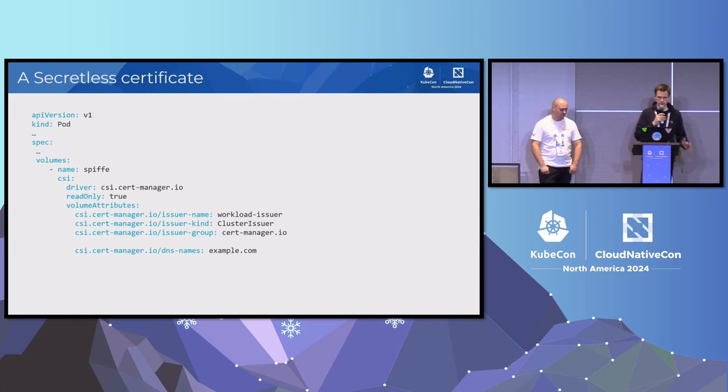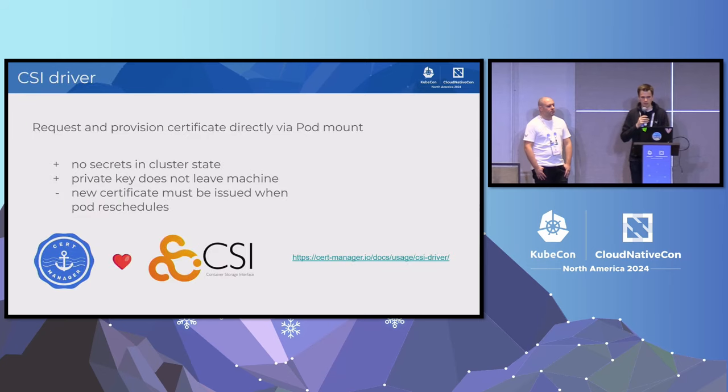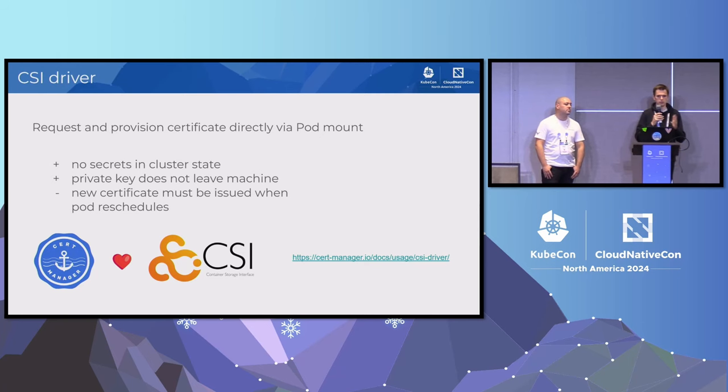If we use this, the CSI driver will directly create the private key and the certificate in the volume, and it will not store that in cluster state. So there will be no secret resource. Instead, it will be on the file system of that container. Even better, it will not even leave the node on which the CSI driver is running. The CSI driver runs on each node, so it will stay on the same node, and it will also stay in memory. The CSI driver solution that we developed is purely based on memory mounts, and it doesn't store anything on disk. So that's a great solution, sounds perfect, but there are some disadvantages too.